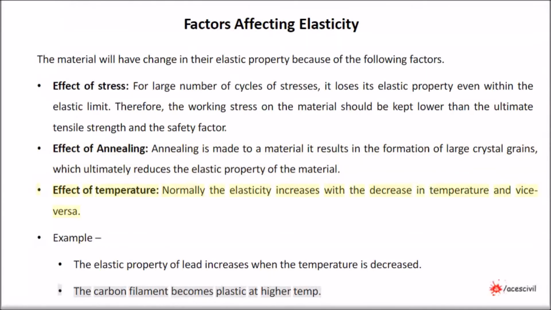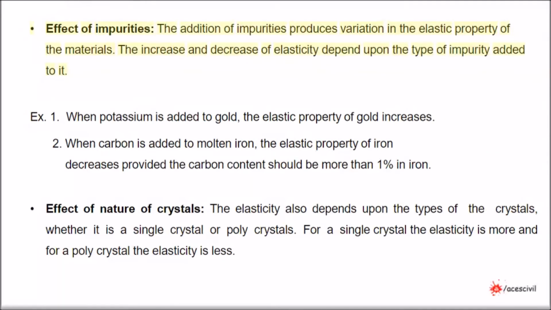Effect of temperature. Normally the elasticity increases with the decrease in temperature and vice versa. Example: the elastic property of lead increases when the temperature is decreased. Effect of impurities. The addition of impurities produces variation in the elastic property of the materials. The increase and decrease of elasticity depend upon the type of impurity added to it.